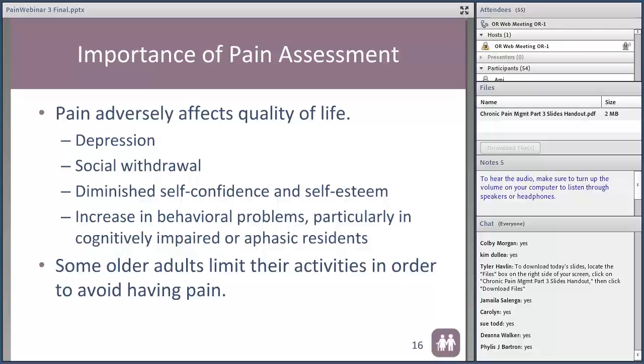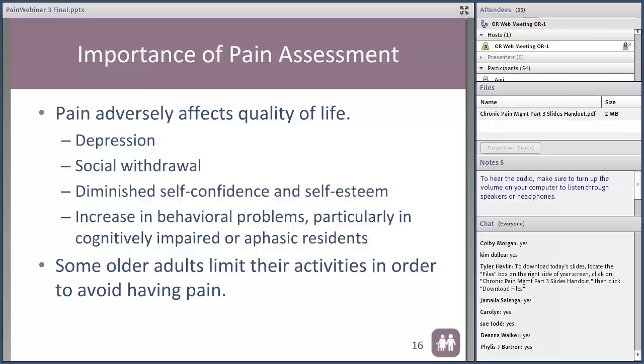So all of this, of course, pain can be a major contributor to cause and decline in the patient's overall health, lifestyle. So really the key component is really understanding, getting to know that resident and understanding where their pain is and what's causing it. We know that it can adversely affect quality of life. We've seen it in our business. Can cause depression, cause social withdrawal, definite diminished self-confidence and self-esteem. We've had increase in behavioral problems, particularly in cognitively impaired or aphasic residents.